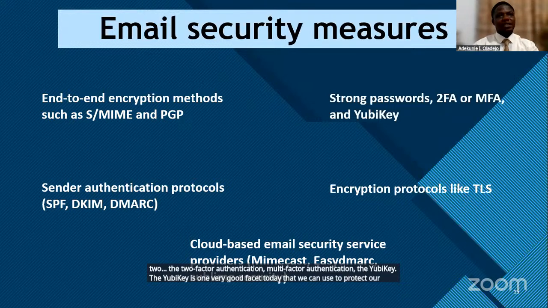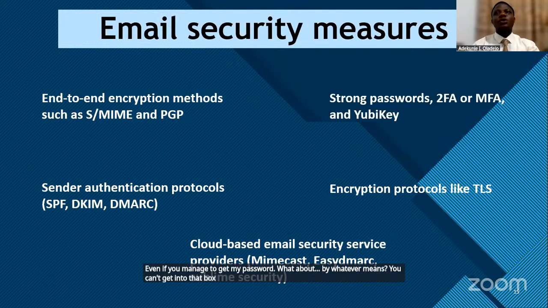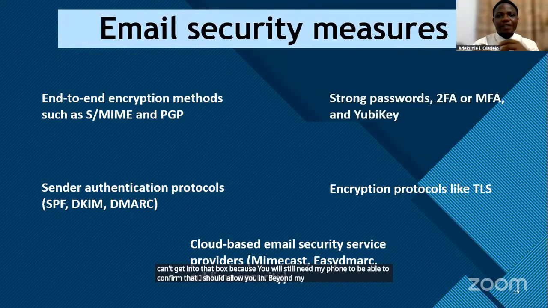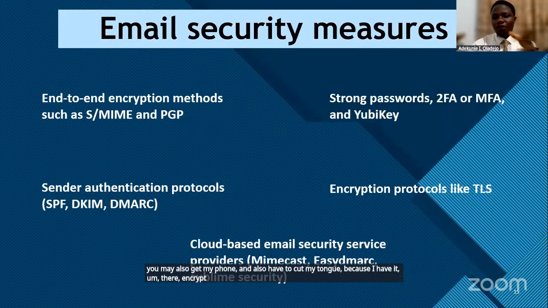And how does it go? For example, if you want to access my Gmail or my Google account, even if you manage to get my password, by whatever means, you can't get into that box because you will still need my phone to confirm that I should allow you in. Beyond my phone, you also need my thumb. So you may get my phone and also have to get my thumb because I have it encrypted there. So all of these are measures to ensure that I am somewhat safe.